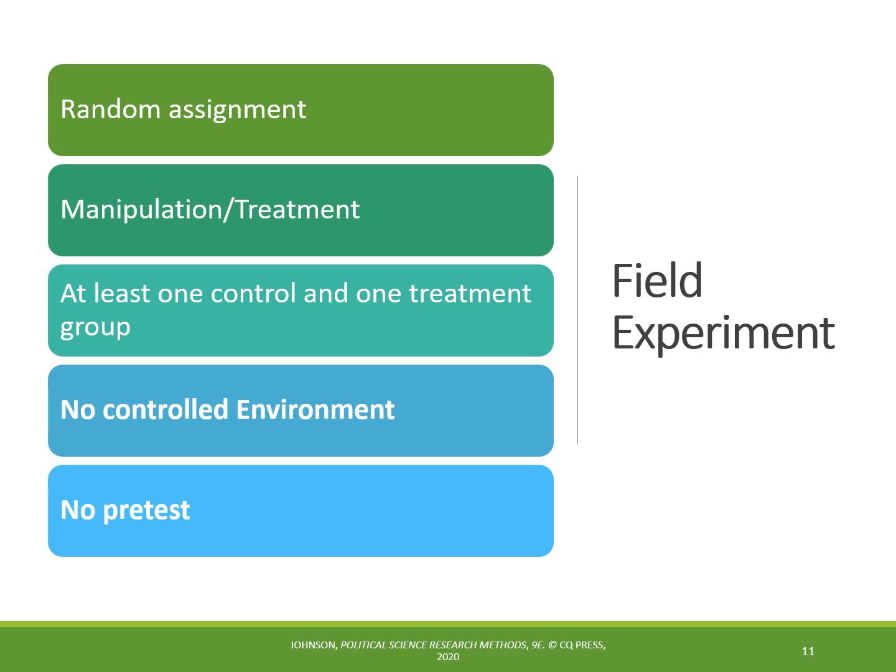In a field experiment, you still have a random assignment, you still have the manipulation or the treatment, and you have at least one control group and one treatment group. But you're not in a controlled environment, you're in the real world. And typically in a field experiment, you don't have a pretest because you're in the real world and you're able to only see the difference between the two groups as far as the manipulation for the control group and for the experimental group.